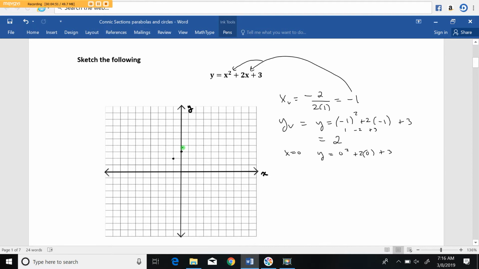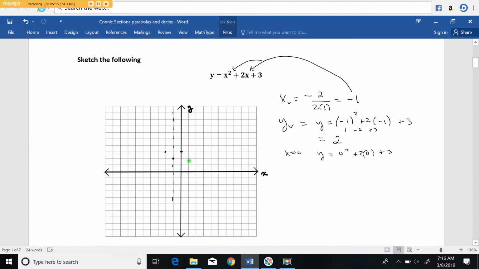Now, parabolas are symmetric. This parabola is going to be symmetric about this line, x equals minus 1. I'll go ahead and do this, put a dashed line here. They're always symmetric about the vertex. So that means if I go right one, up one, there's a point. Well, that means also if I go left one, up one, there's another point.